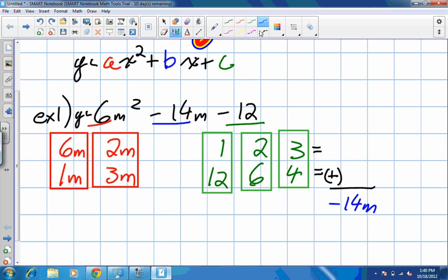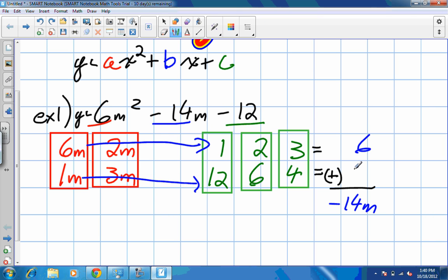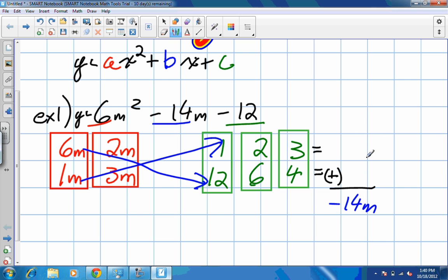So we go through our columns, 6 and 1. Well, we're going to test these out. 6 times 1 and 1 times 12 will give us 6 and 12. Any combination of 6 and 12 make 14? Can you add? No. Answer's no. Stay with me, okay? We can then try diagonally, 1 by 1 and 6 by 12, which will give us 1 and 72. Any combination of that make 14? No.